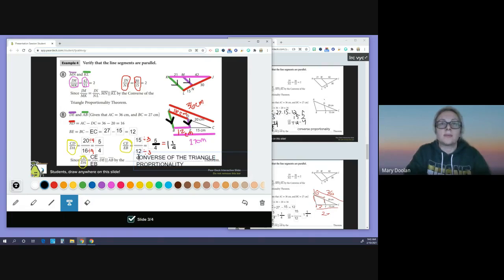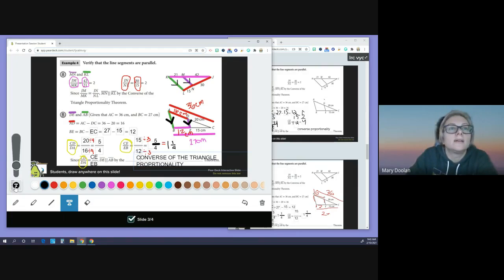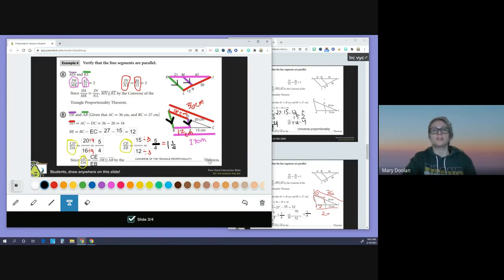I have it on caps lock, so that's where that came from. You can resize your text so it fits. The theorem's already written here, so you're just going to fill in converse of the triangle proportionality theorem.